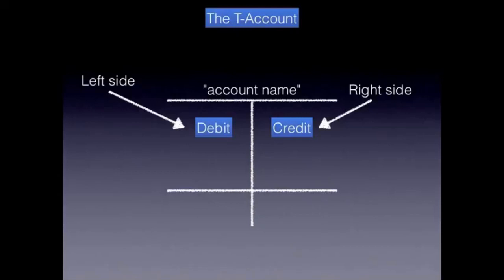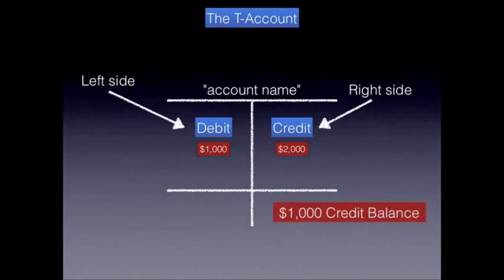Let's say, for example, we had a debit balance of $1,000 and our total credits equal $2,000. Therefore, the balance in this account, because our credits are more than our debits, would be a credit balance of $1,000. Because again, our credits are $1,000 more than our debits.